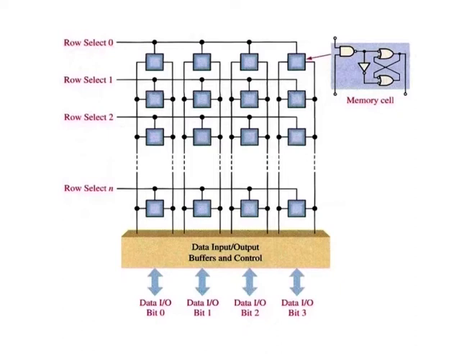To write a data unit, in this case a nibble, into a given row of cells in the memory array, the row select line is taken to its active state and 4 data bits are placed on the data input/output lines. The write line is then taken to its active state, which causes each data bit to be stored in a selected cell in the associated column. To read a data unit, the read line is taken to its active state, which causes the 4 data bits stored in the selected row to appear on the data output lines.